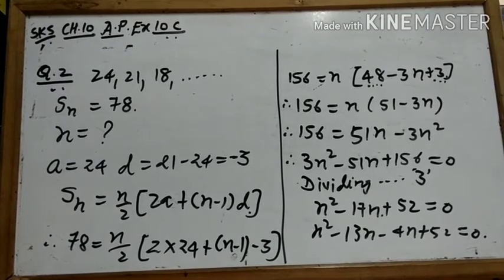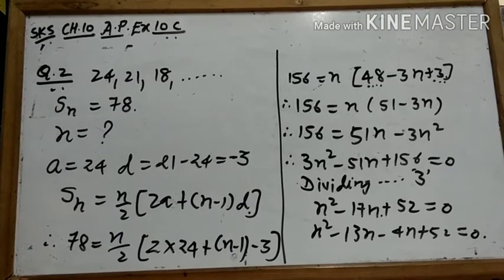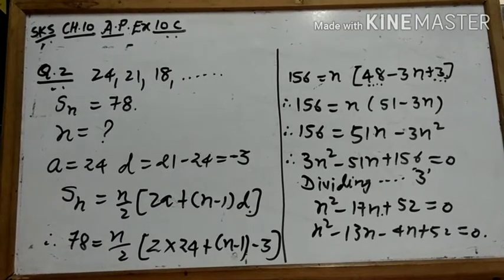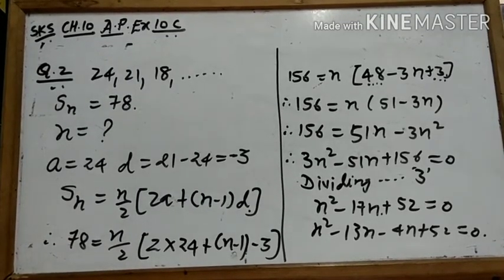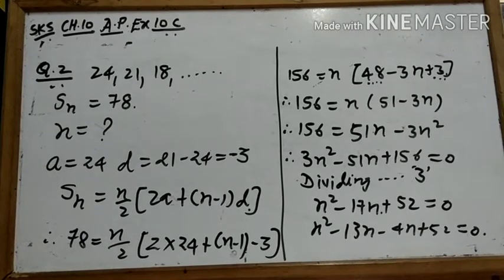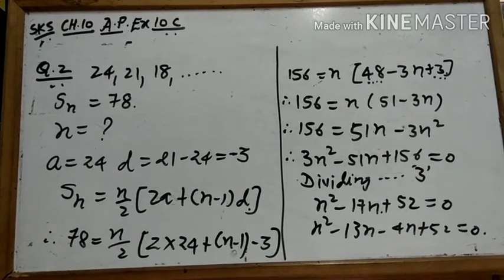Remember, I told you in earlier lectures also that n is always a natural number. So if it is a negative number, you will discard it. But in this case, both the answers will be positive and you have to admit both the answers. That's all from this question.